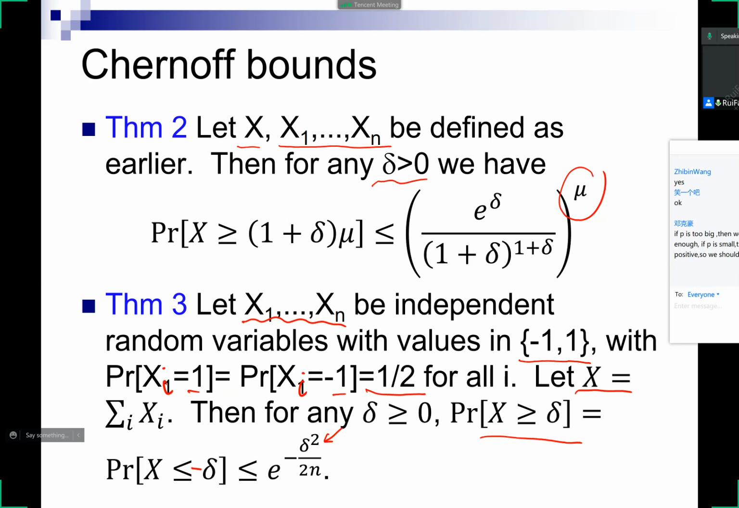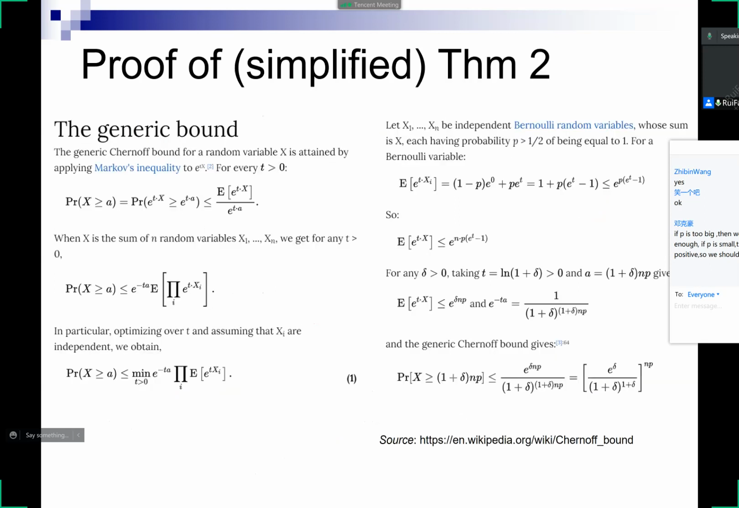So those are the different forms of the Chernoff bounds we'll talk about. There are other forms also, but these forms are quite useful in practice. So what I'm going to do now is prove the Chernoff bound. I'm going to prove a simplified version of theorem 2. Theorem 2 is the most general form of the Chernoff bound, but I'm going to give a proof of a special case of it.